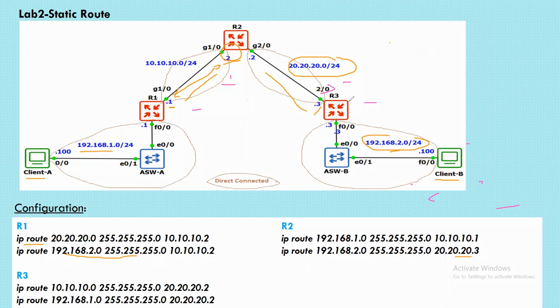And for the configuration of router 3, we have this network and this network, which are not directly connected. To access this, we have to pass through 20.20.20.2, and to reach here, we also have to pass through 20.20.20.2. So let's do the configuration of these static routes before we move on to another lab or another concept. Let me clean our whiteboard.